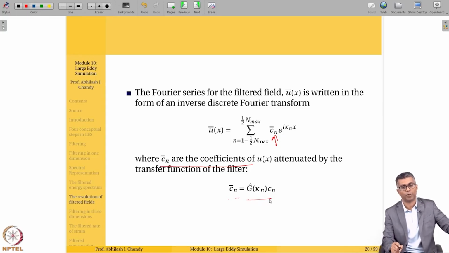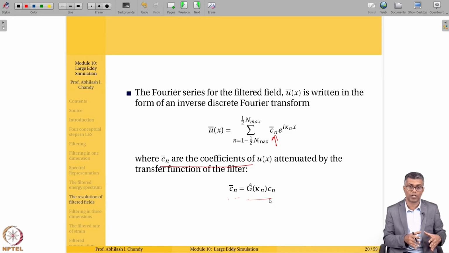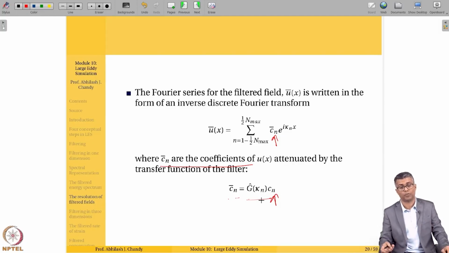So that is how you get the Fourier mode, right? So now your filtered velocity field is known, except it is obtained by taking the transfer function and multiplying it by the Fourier mode of the fully resolved field U of X, not the filtered field. And the filtered Fourier mode is obtained by taking the transfer function multiplied by the Fourier coefficients corresponding to the fully resolved field.